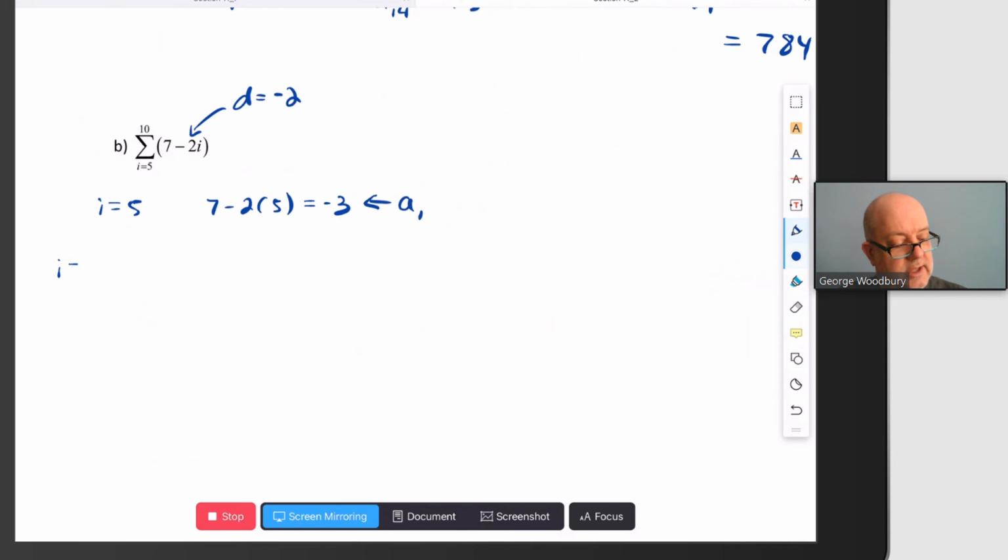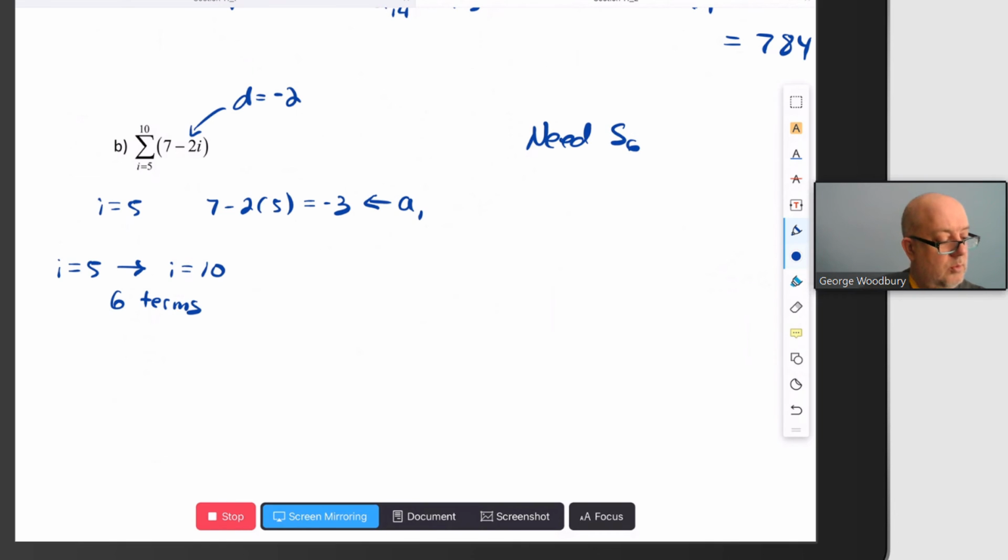And from i equals 5 to i equals 10, that's really 6 terms. Count them out: 5, 6, 7, 8, 9, 10. 6 terms. So what we're really looking for here is s sub 6. What we know is that a sub 1 is negative 3. We know that d is negative 2. We've got to figure out a sub 6 first, and then we can find the sum.